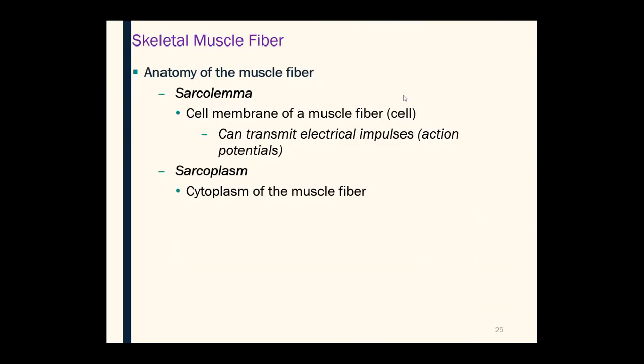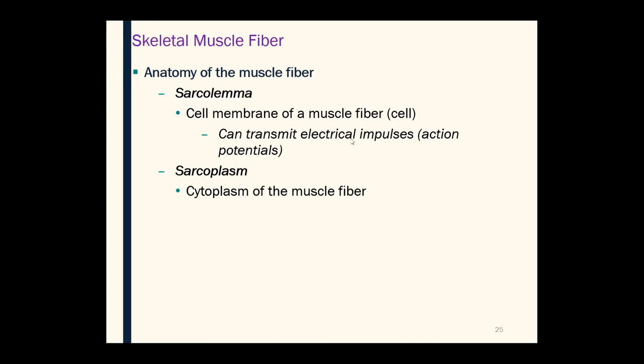So let's take a look at the anatomy of the muscle cell or the muscle fiber. You'll see the parts are the same as a regular cell. In many instances, there are some unique things, but we change the names of some of the parts that we do know. For instance, the cell membrane of a muscle fiber, we're going to call the sarcolemma. That's nothing more than the cell membrane, but this is a special type of cell membrane in that it can transmit electrical impulses, very similar to a nerve impulse. The way a nerve will transmit a nerve impulse, the muscle sarcolemma can do it also.